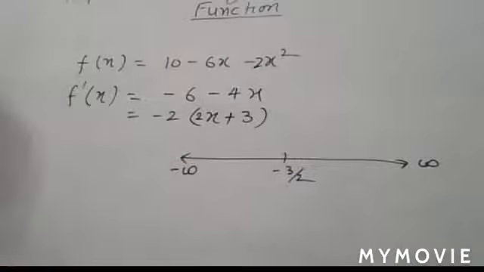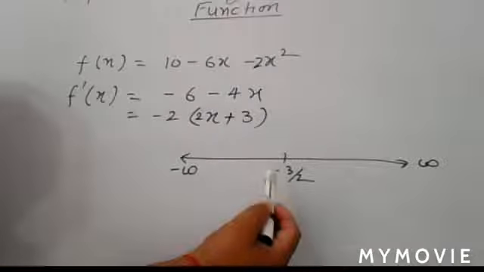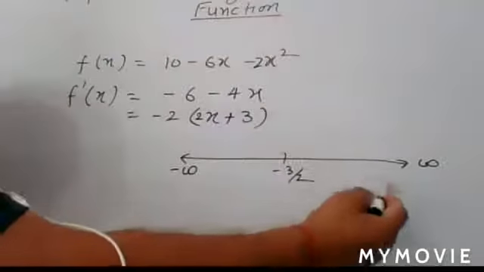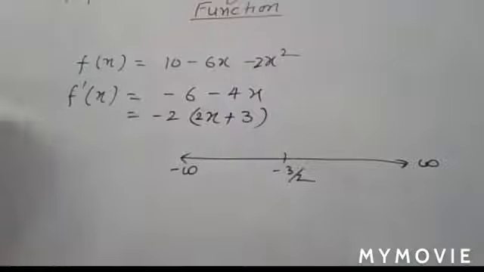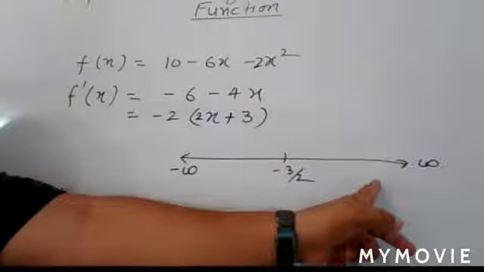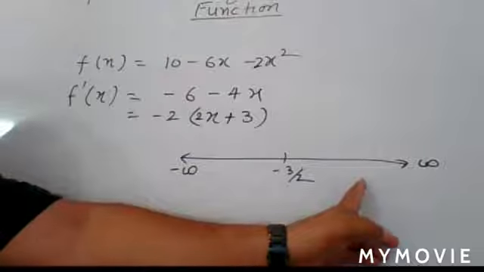But now pay attention, beta. What do you have to do? If you take any value of x which is greater than minus 3 by 2, then no doubt this region is positive, which you already know. Are you getting what I am saying here?